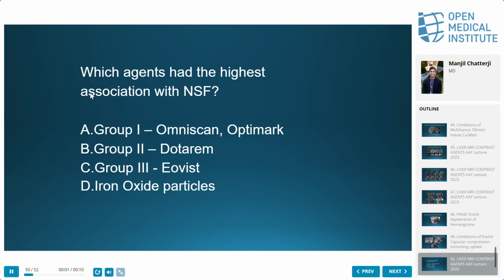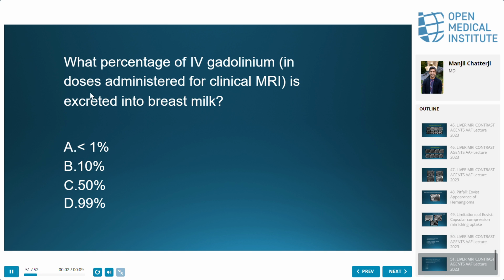So 3 questions and then we're done. Which agents had the highest association with NSF? Is it group 1, group 2, or group 3, or iron oxide? Group 1A, excellent. What percentage of IV gadolinium in doses administered for clinical MRI is excreted into breast milk? Is it less than 1, 10? Less than 1, excellent, A.